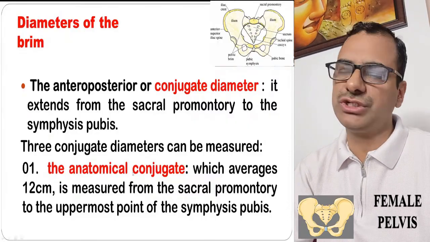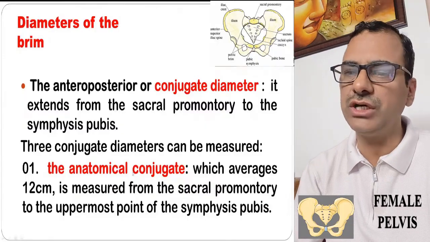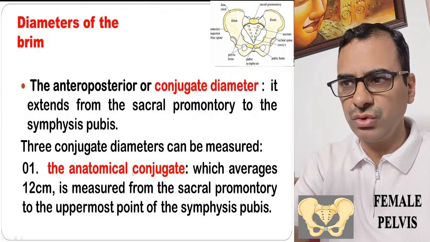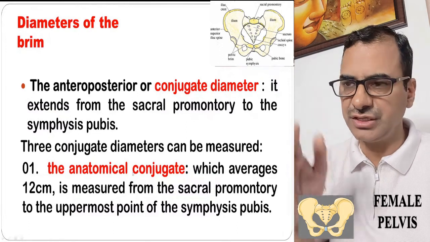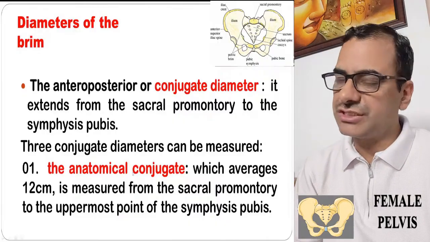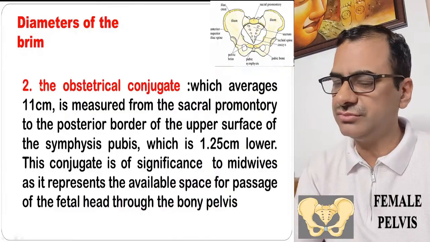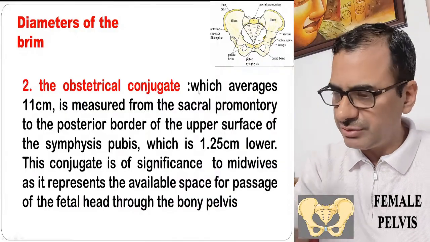The antero-posterior or conjugate diameter extends from the sacral promontory to the symphysis pubis. So conjugate diameter will be straight, antero-posterior. Three conjugate diameters can be measured. When we discuss AP or antero-posterior diameter, there will be three diameters.